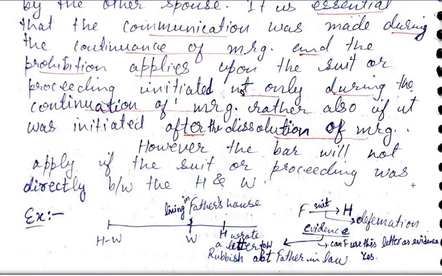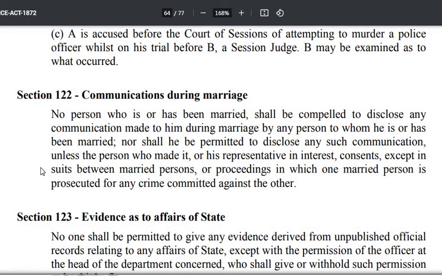अब देखो ये जो बार है सेक्शन 122 में, if you look at the language, no person who is or has been married shall be compelled to disclose. So it is the person, the husband or wife, shall be compelled to disclose. Disclose means what? कोर्ट में जाकर आप डॉक्यूमेंट प्रोड्यूस करो खुद से, या फिर कोर्ट में जाकर किसी को ओरल एविडेंस दो कि मेरे हस्बैंड ने ये कहा है. So if the wife here herself goes to the court and tells the court that my husband had said so and so to me, or this is the letter that he has written to me, if she produces that evidence, then that will not be allowed.